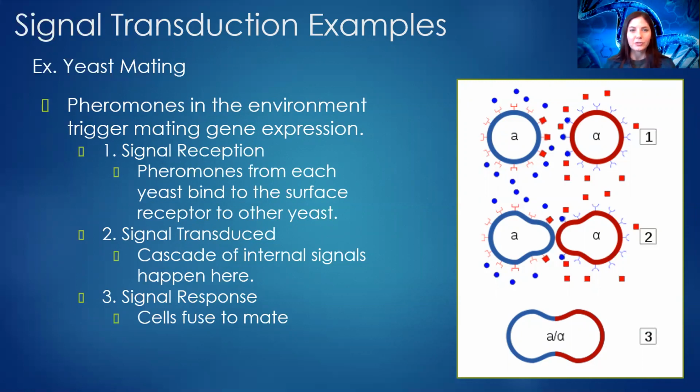In this case, the response to all of those mating pheromones is for those yeast cells to fuse so they can mate. And that is a result of the pheromones being released into the environment, causing a transduction cascade of internal signals, and eventually the response of it's time to mate, and they will find another yeast cell to fuse with and mate.